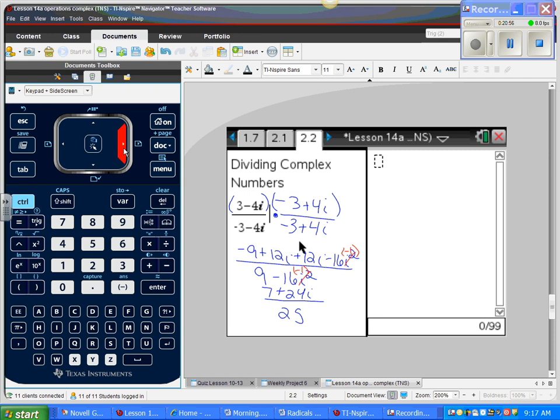Okay, so those are a little bit more work, obviously, right? 90% of the time you will simply put it into your calculator and you will get your answer. Okay? But you do have to know how to do it out by hand.